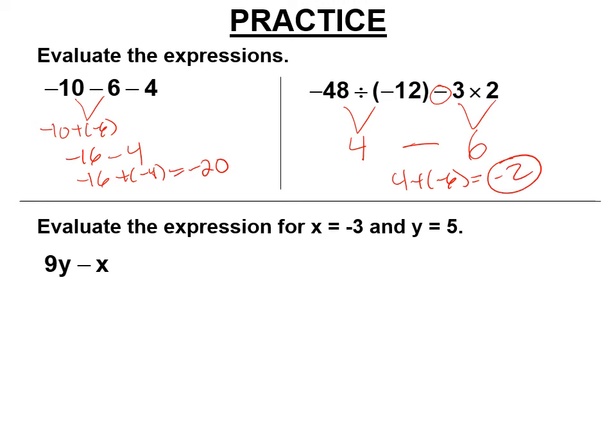So 9y, y is 5, minus x. Now x is -3, so it's minus -3. You do the multiplication of 9 times 5, minus -3 plus 3, and you get 48.